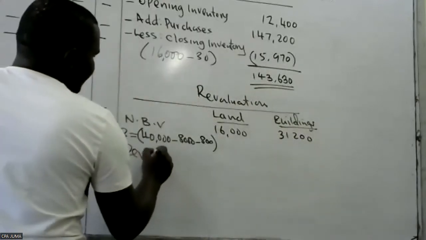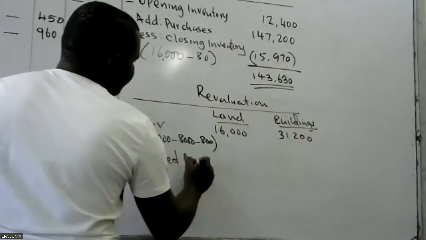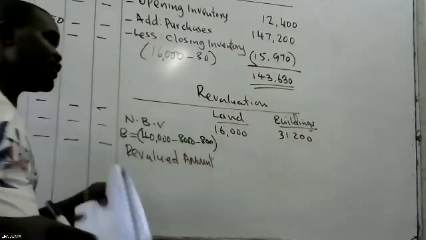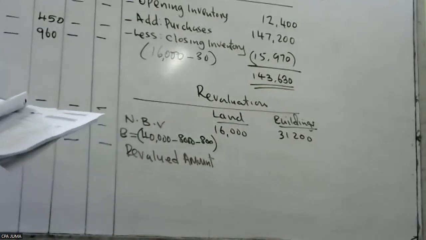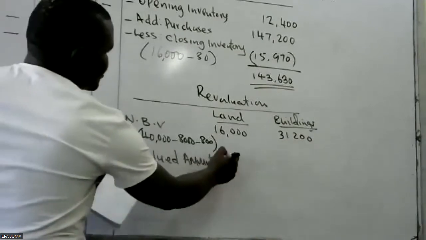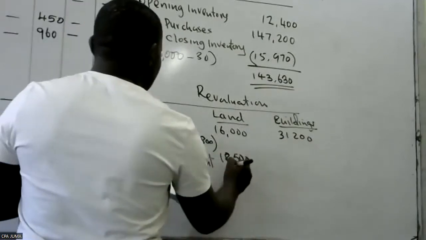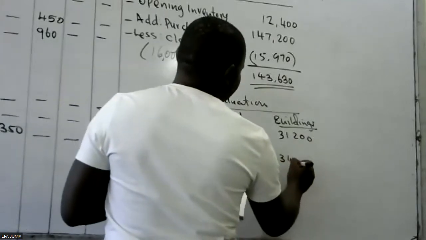Revalued amount. So how much is the revalued amount? It was note number 4. Land was revalued to 18,500, and the buildings to 34.